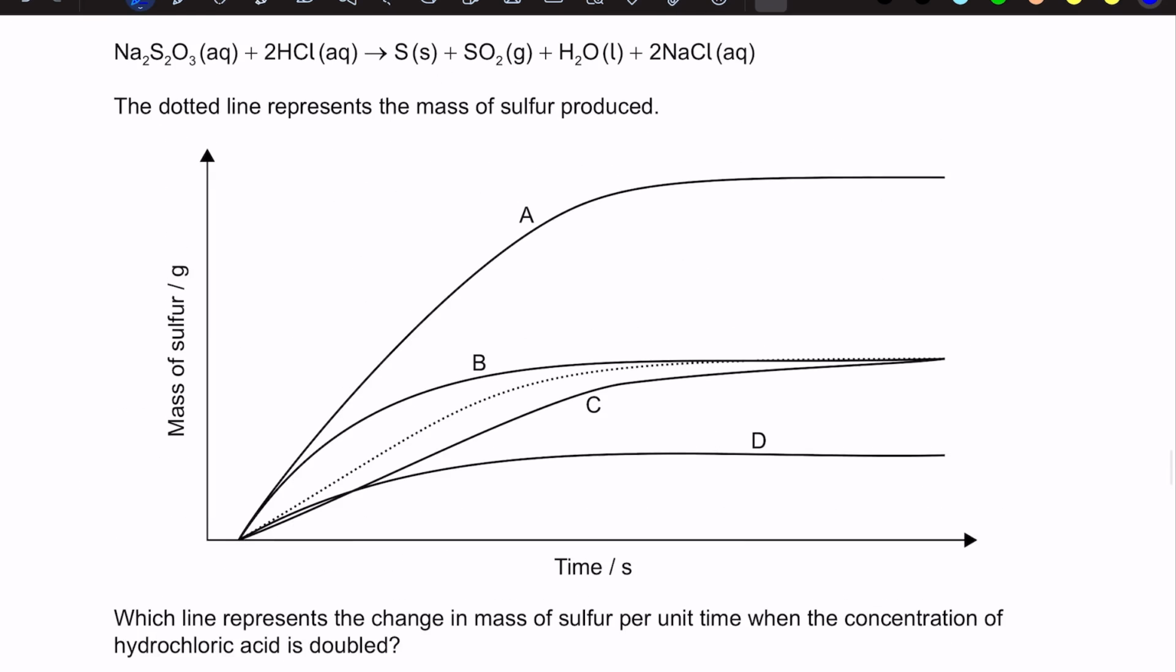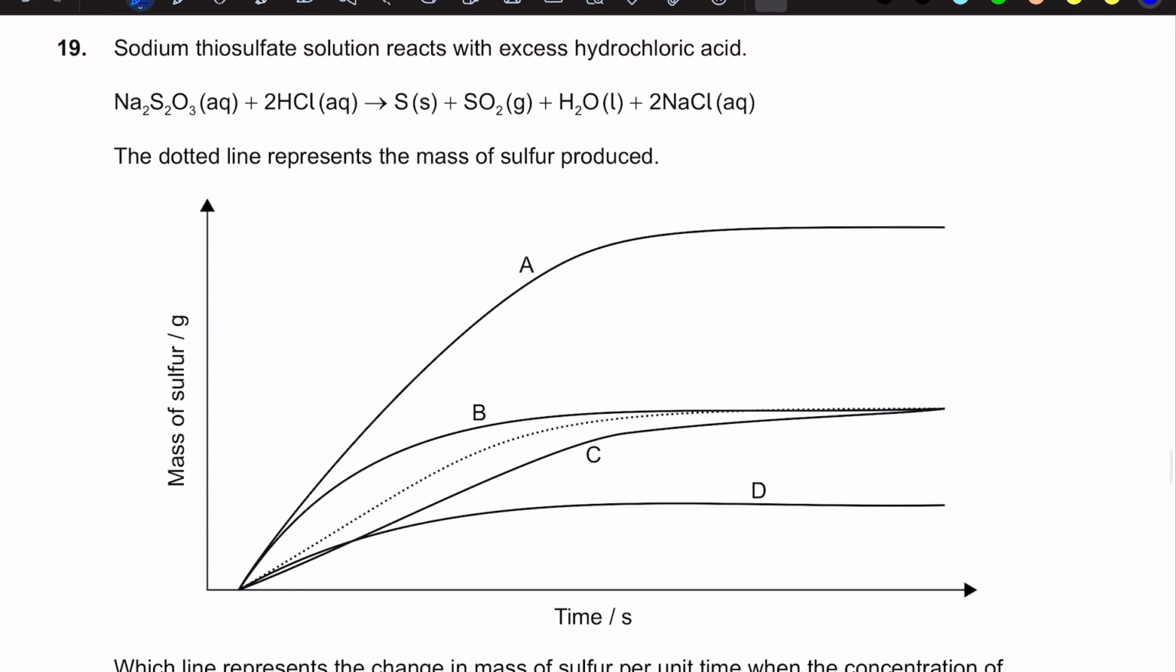Moving to the next one. This is the question. Sodium thiosulfate reacts with excess HCl. This is your reaction. The dotted line represents the mass of sulfur produced. Which line represents the change in mass of sulfur per unit time when the concentration of HCl is doubled?